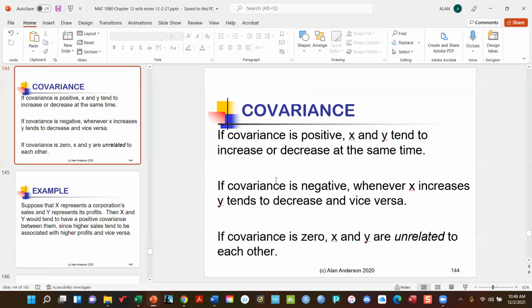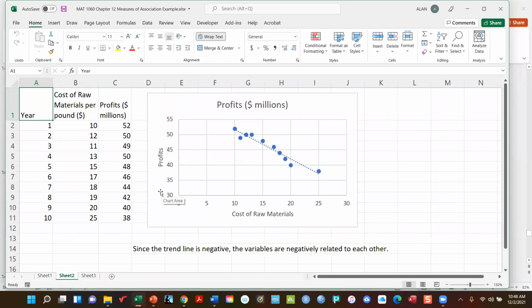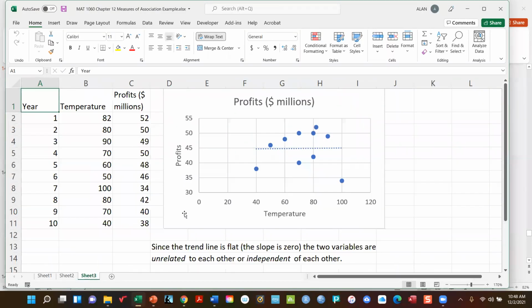Okay, so covariance is a measure that can either be positive or negative or 0. If the covariance is negative, then you have this case. The fact that the covariance is negative simply indicates that the direction of this relationship is negative. In other words, when one goes up, the other goes down, and vice versa. If the covariance is 0, the X and Y are said to be unrelated to each other or independent, and that is this case.